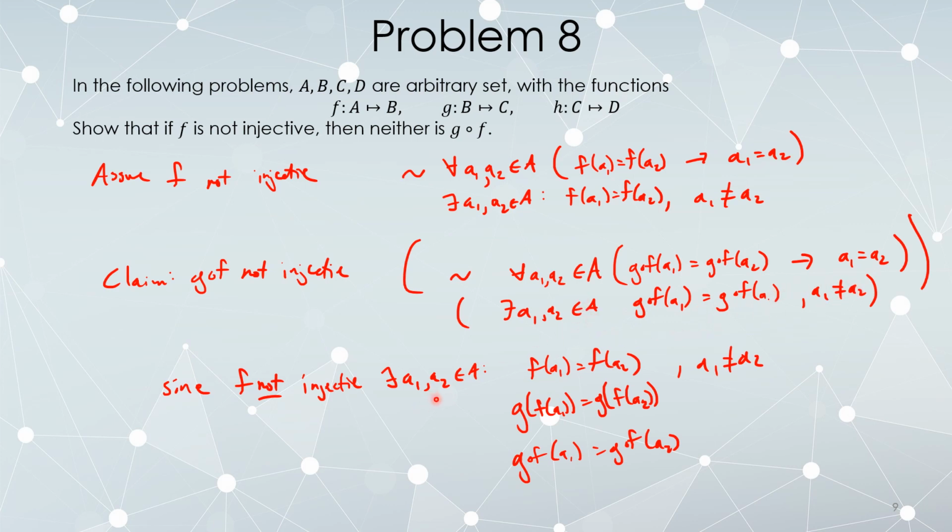We found a special pair of elements in A, so that g of f of that pair are the same, but they didn't start out the same. And the special pair that we picked was from our given that f is not injective. There is a special pair of elements in A that aren't the same, but when you run them through the function f, they become the same. And then when you run those through the function g, they stay the same.